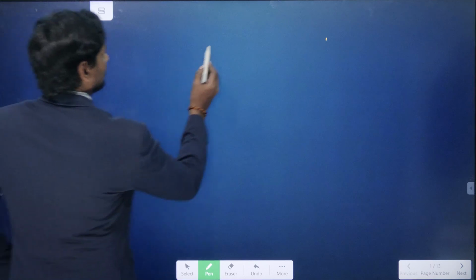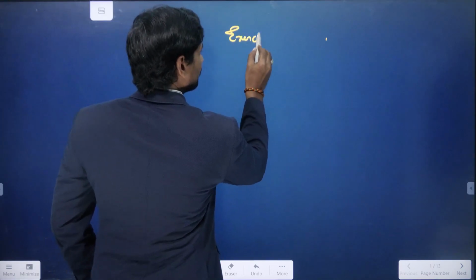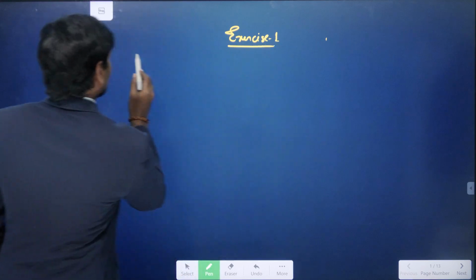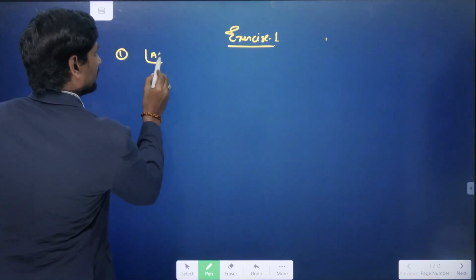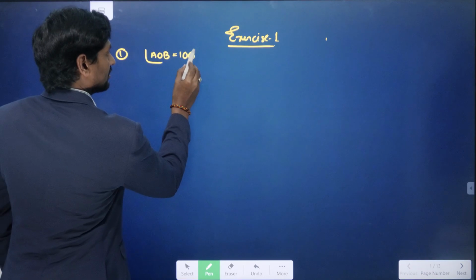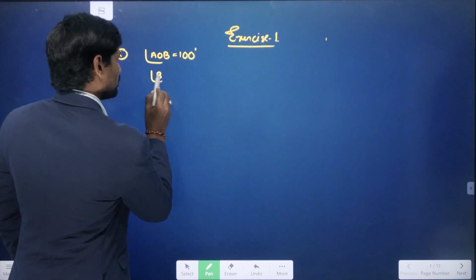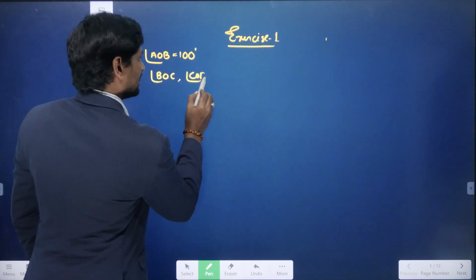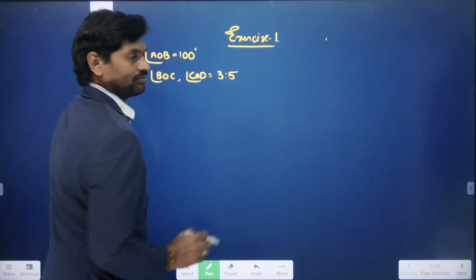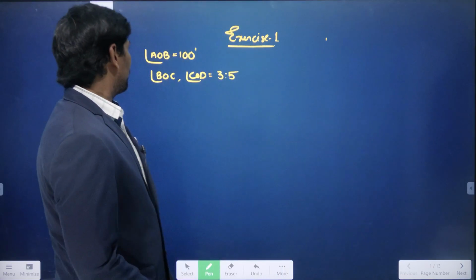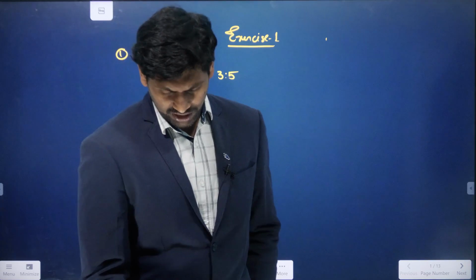In exercise 1, the first question is: given that angle AOB equals 100 degrees, and BOC and COD are in the ratio 3:5, then we need to identify the angle AOC. But before that, let us see the diagram here.